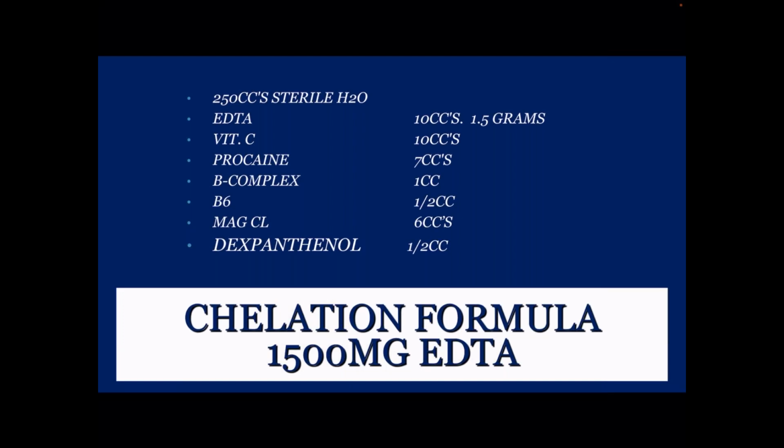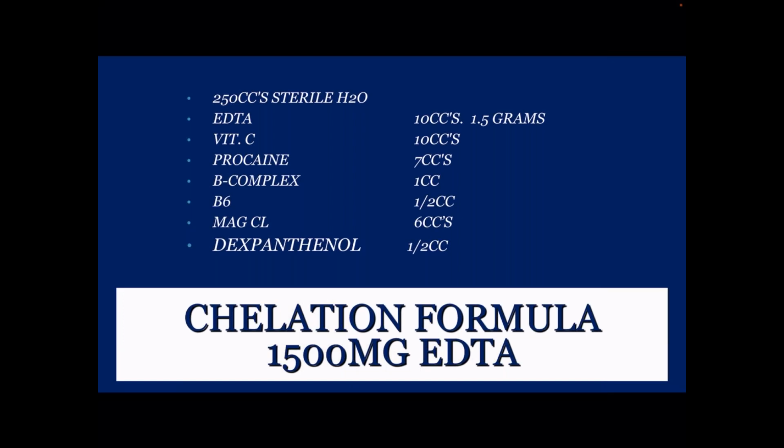250 cc's of sterile water. In the EDTA, you mix 10 cc's. They're 150 milligrams. It is made. We're talking about disodium EDTA. Actually, with the magnesium, which you see 6 down, you're actually making disodium magnesium EDTA. And the way it works is it substitutes a sodium ion, or I should say a calcium ion. It claws it off and places magnesium in its place, and that's how you get rid of the calcium, and then it is excreted through the urinary tract.